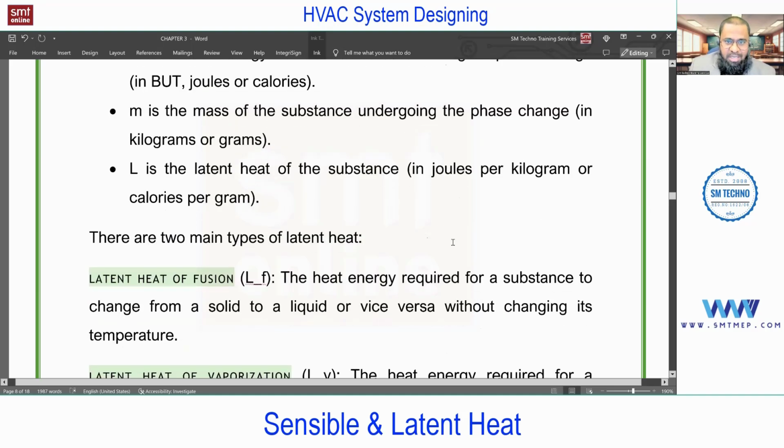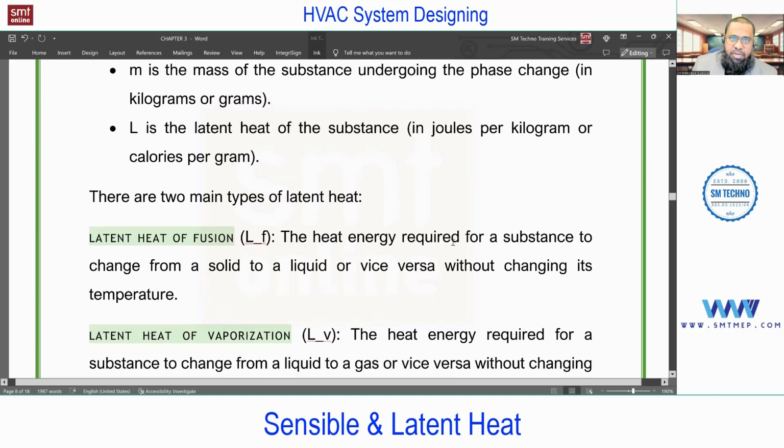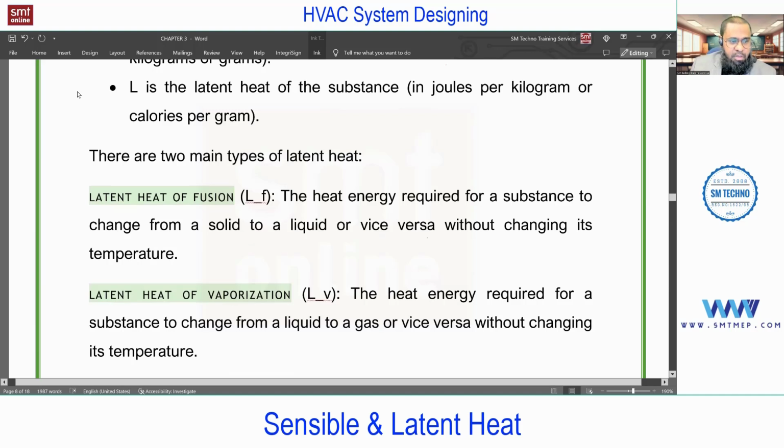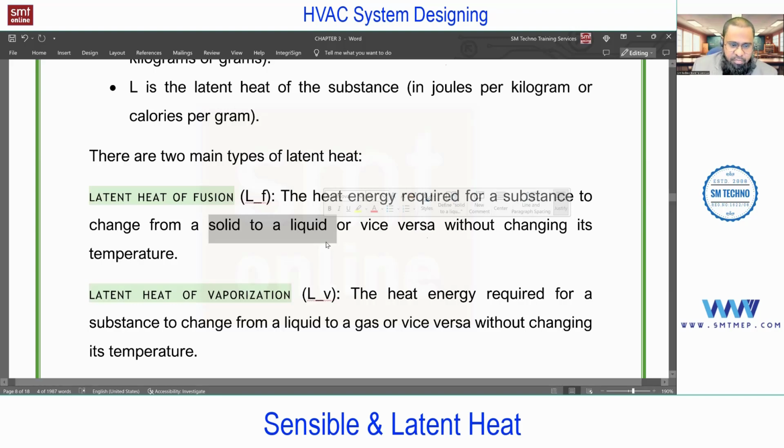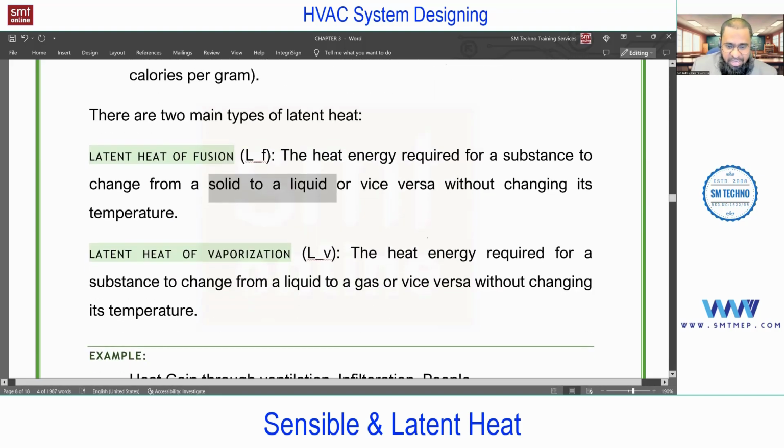Further, if you talk about this latent heat, as I said, it is a change of phase. The change of phase can be solid to liquid, or liquid to vapor. So you see, this is divided into two. First is the latent heat of fusion. Fusion means solid to liquid. If the change of phase is from solid to liquid, we call it latent heat of fusion. If it is from liquid to gas, we call it latent heat of vaporization.